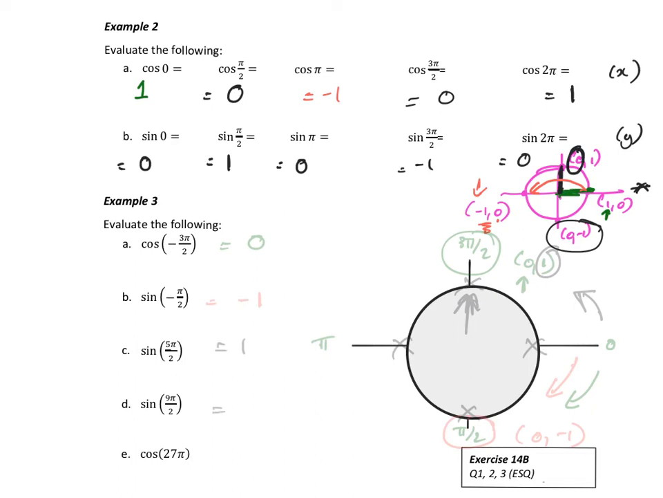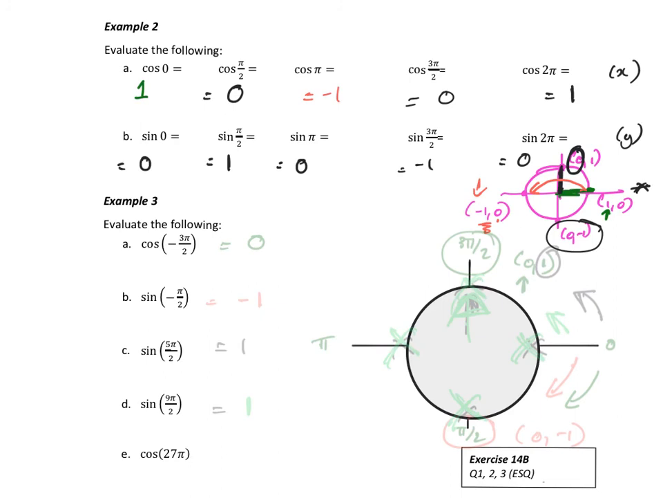Sine of 9 pi on 2, well, that means I've got to go around 9 quarters. 9 quarters would bring me to where? Again, it's positive, so I'm going in that direction there, but I've got to go around 1, 2, 3, 4, 5, 6, 7, 8, and again I'm ending up in exactly the same spot as what I did the first time around for 5 pi on 2. So therefore my answer needs to be 1 again.